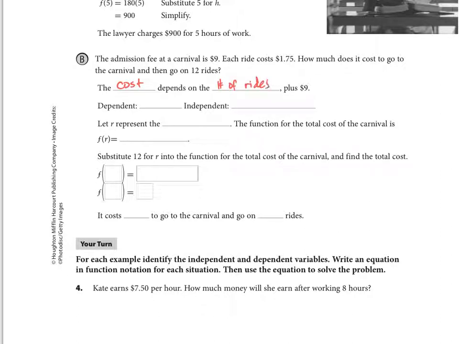So the rides are going to determine our cost. Because if you go on 12 rides, it'll be a cost. You can go on 5 rides, it'll be a different cost. You can go on 20 rides, and that'll be a different cost. Okay, so the cost depends on that. And it says plus $9. So the dependent is cost, the independent is number of rides.